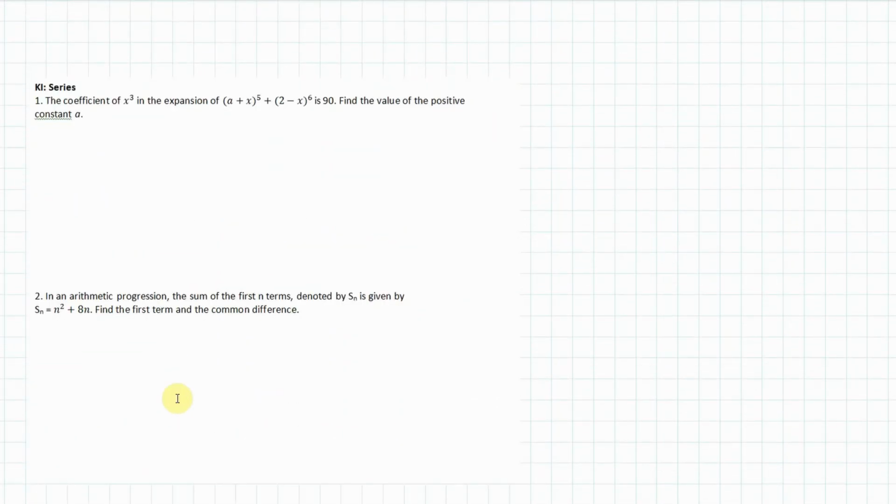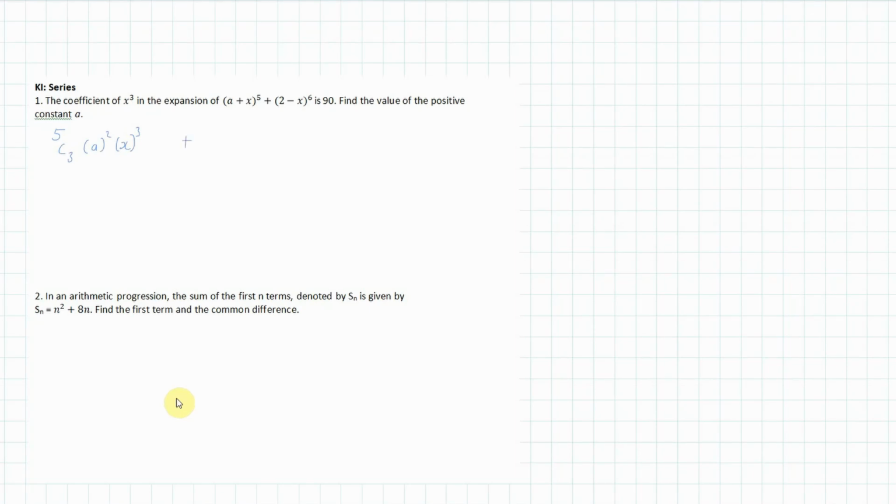I've got a series question. Coefficient of x cubed in the expansion. Okay, so to get the x cubed, then you're going to go 5 choose 3. So you're going to have a to the power of 2 multiplied by x to the power of 3. So that's how you're going to get an x cubed with that one.